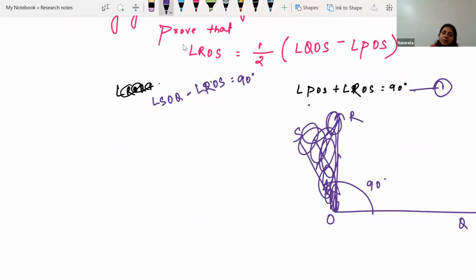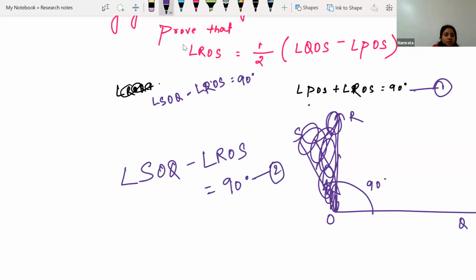Yes. That's what I am writing, that from angle SOQ, the complete angle, if I subtract only ROS, you can also say it is SOR, but in the question it is written ROS. That's why I am writing ROS. If we cut down that part the way I have cut it down, then we will end up getting 90 degrees. This is equation number 2. Equation 1 is also 90. Equation 2 is also 90.